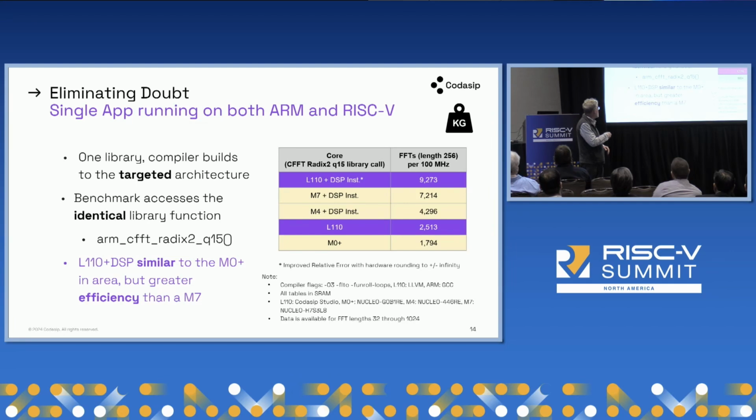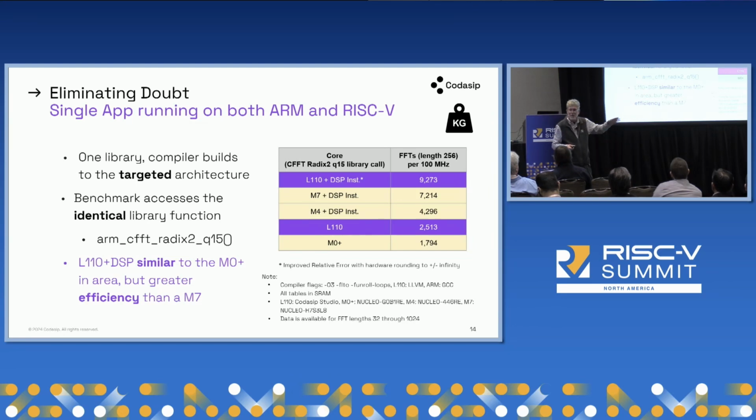So we call this ARM function, and if it's compiled to RISC-V, this bottom one here is not using any of our DSP extensions. So it is just compiling just C code. And as a benchmark, I'm just saying FFTs per 100 megahertz. We consider the L110 to be an M0-like core, but like I mentioned before, first best in class in performance and area. We're outperforming an M0 plus.